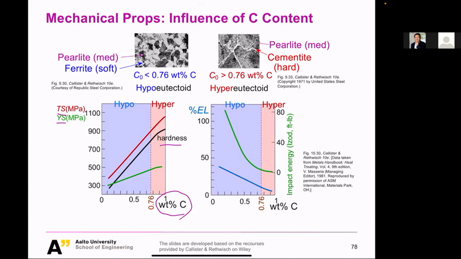But on the other hand, if we just talk about the elongation, so this is elongation, the blue one, and the impact energy, sharp impact energy. So they're basically going down with the increase of your carbon content, because your material will become brittle and brittle when the strength is higher. So that was the carbon content, should be easy.